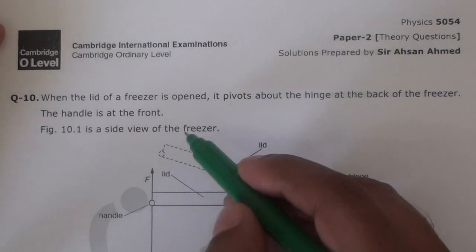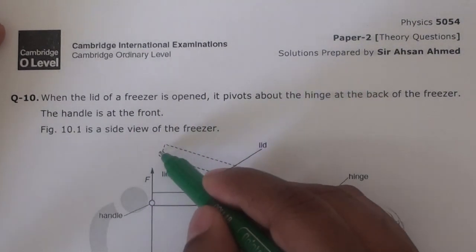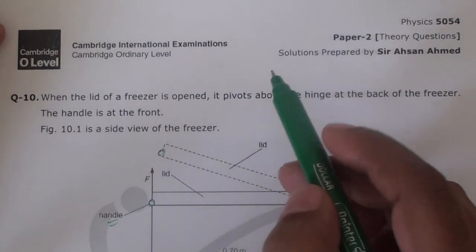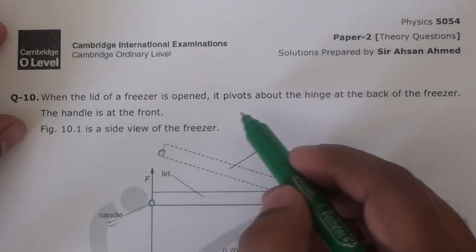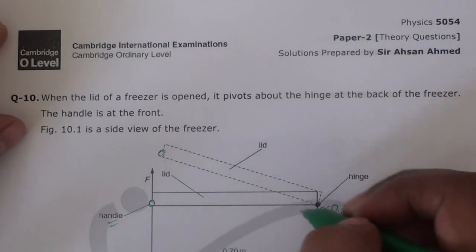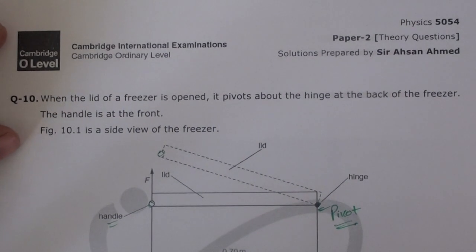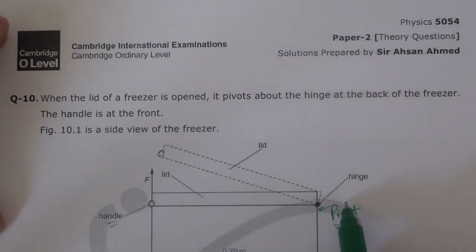The handle is at the front. So handle jo hai yahan par hai, ye part jo hai, that is handle. This se aap isko open kar rahe. Figure 10.1 is the side view of the freezer. Ye side se aap isko freezer ko dekh rahe. The handle is 0.7 meter from the hinge. Abhi jo handle hai, iska jo distance hai, like from here, is 0.7 meters, right?